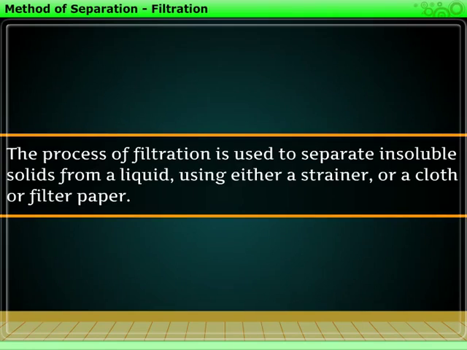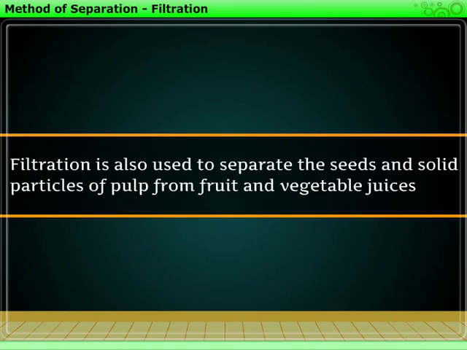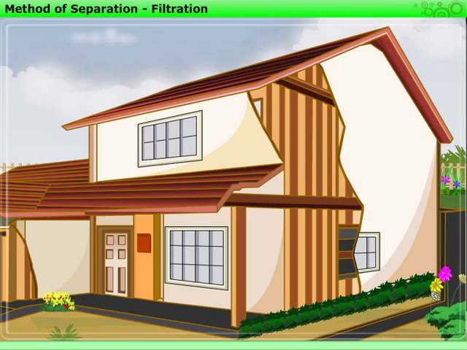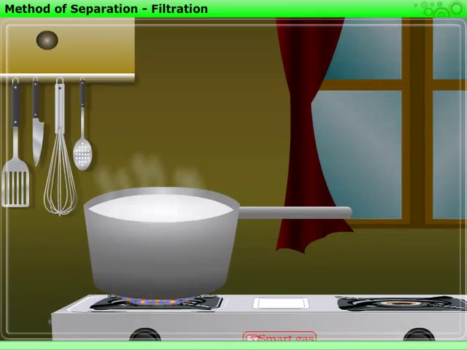Thus, the process of filtration is used to separate insoluble solids from a liquid using either a strainer or a cloth or filter paper. Filtration is also used to separate the seeds and solid particles of pulp from fruit and vegetable juices. Also in our homes, we use the method of filtration for preparing cottage cheese, that is paneer.